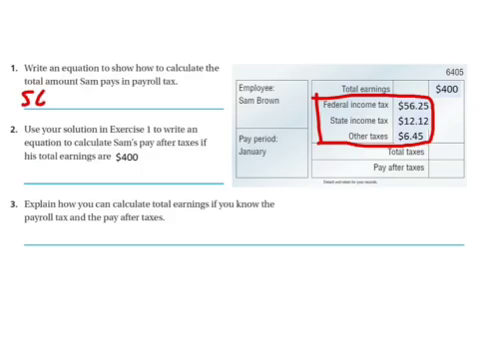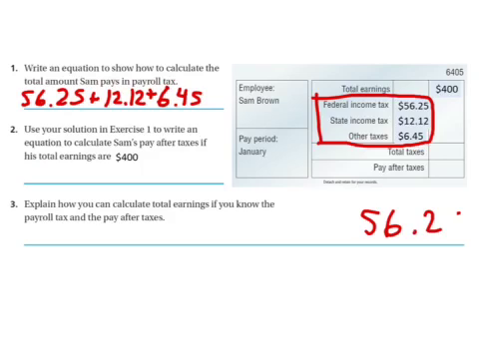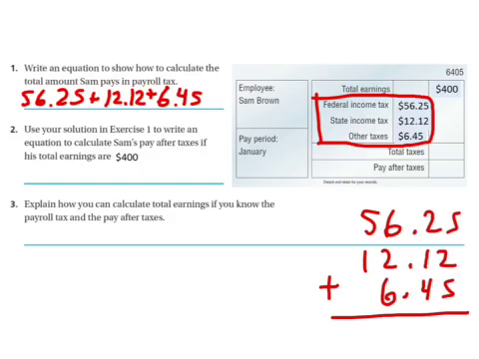So, 56.25 plus $12.12 plus $6.45. And I'm going to go to the side here and just add those together. 56.25, 12.12, and 6.45. I'm going to add these together. 5 plus 2 plus 5 is 12. 4 plus 2 is 6, plus 1 is 7, plus 1 is 8.